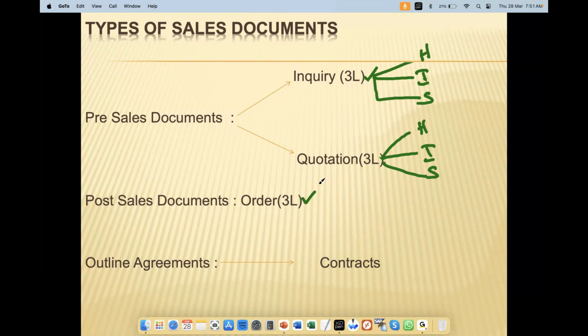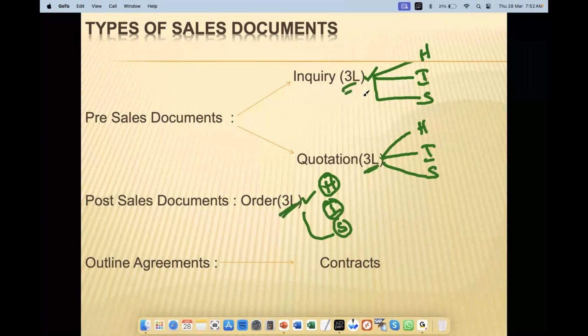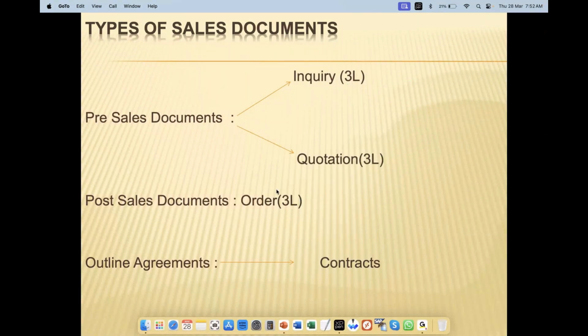So, it's an order. So, information at header level, it's an order happening for an item. It's an order showing the product availability status, schedule lines. So, I've written 3L means three levels, remember. 3L means three levels. All right. So, post sales documents customizable at three levels.